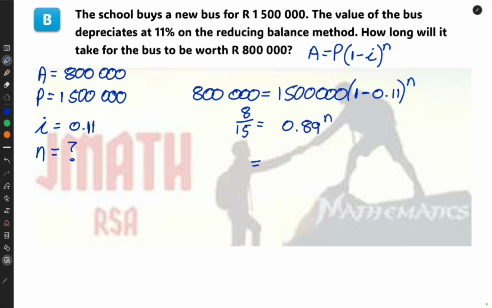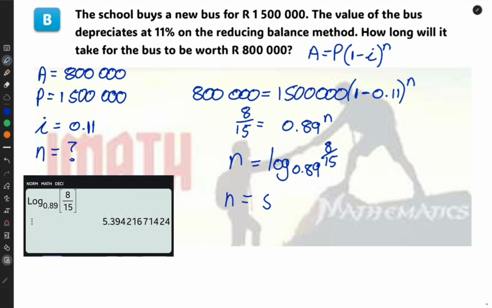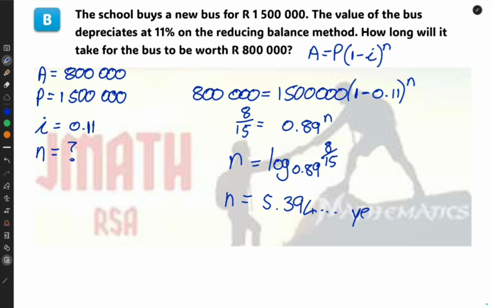I need to work out n, so I'm going over into logs. So log, the base stays the base, and the others swap around. So n goes on the left, 8 over 15 goes on the right. I type that in my calculator, and my calculator will tell me the answer is 5,394... I know this is years. So now this question, because it is compounded annually, you can either say the answer is 6 years. When will this bus reach 800,000 or less? It would be after 6 years if you just go with the full compound.